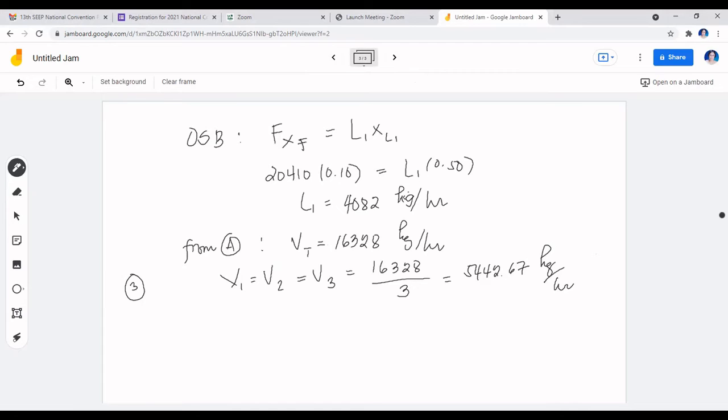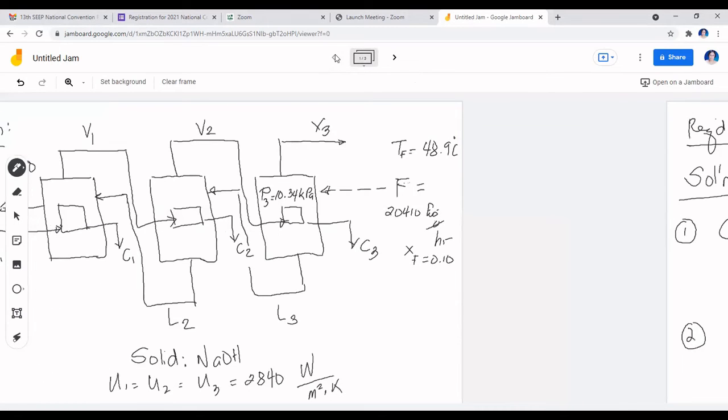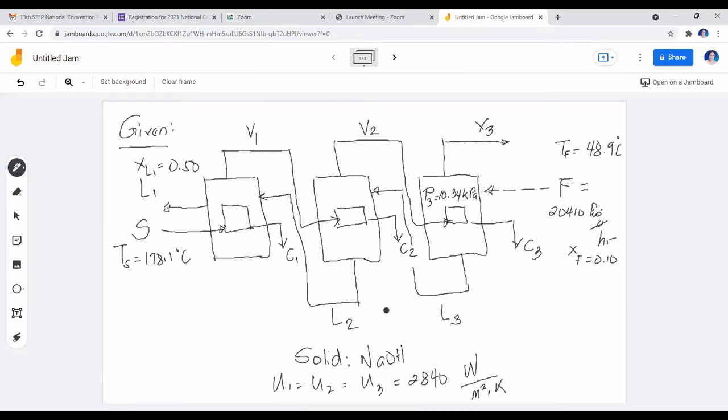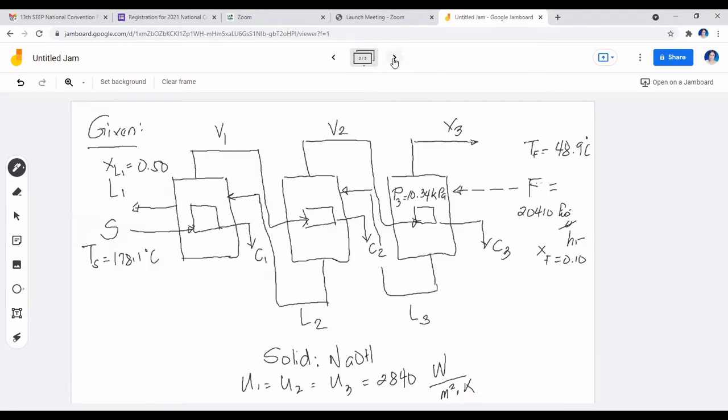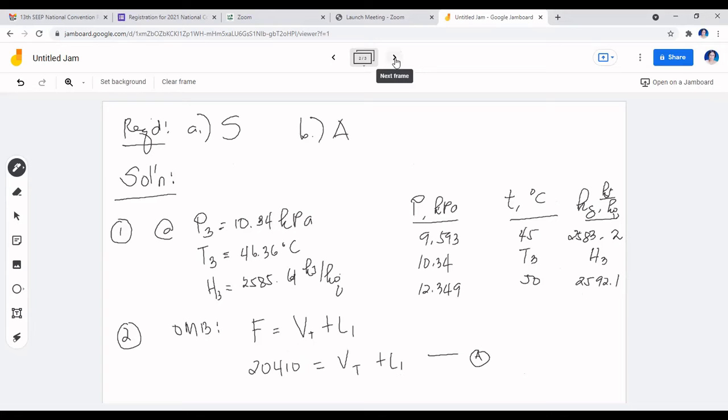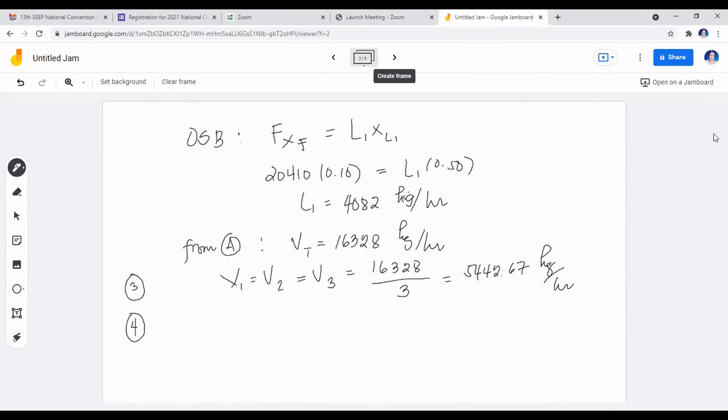The next step, the fourth step, is to determine the liquors, the concentrated liquors in each effect. Now, since you know already L1, there's a need for you now to determine only L2 and L3. So we will do a material balance for that.